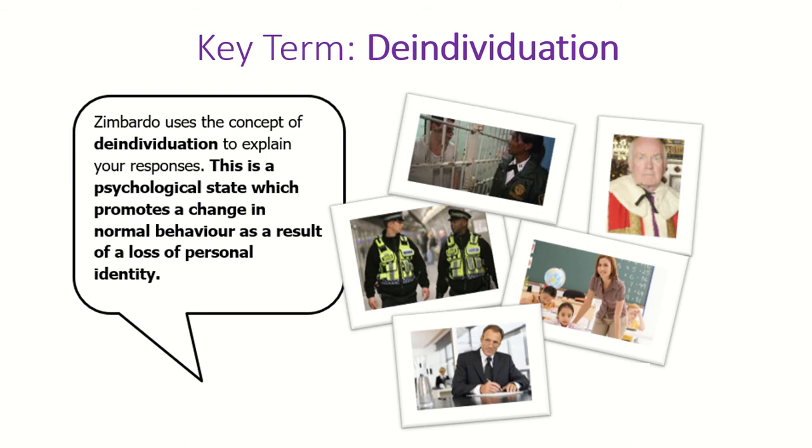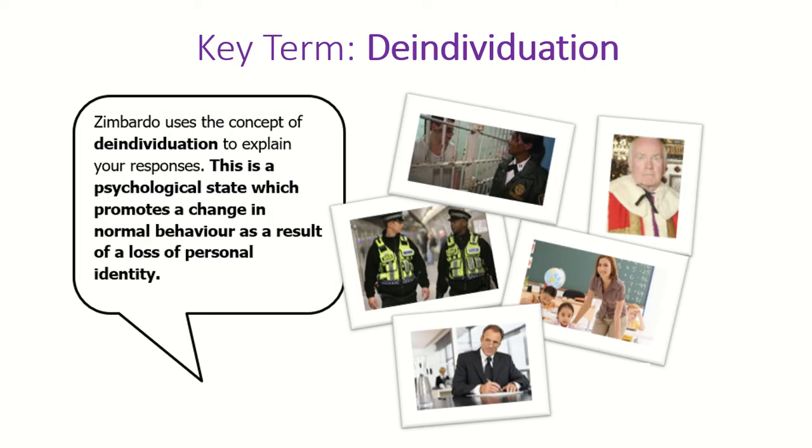Okay, the second key term that I would like you to have a think about before we go through the study is deindividuation. Zimbardo uses the concept of deindividuation to explain responses in terms of behaviour that we would expect from people. As you can see on the slide, it's a psychological state which promotes a change in normal behaviour as a result of a loss of personal identity. So that's really important, it's this change. You actually change your normal behaviour because you've lost your own personal identity. This can happen if you put a uniform on. For example, a policeman might change their behaviour. They might lose their own sense of identity because they've got this uniform on.